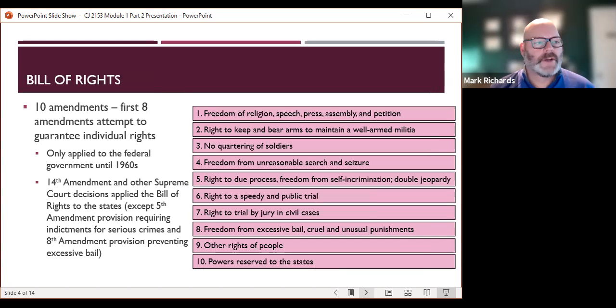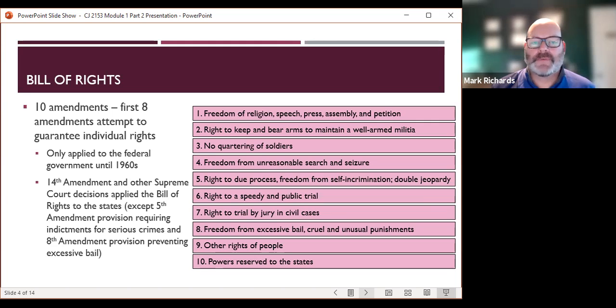The Bill of Rights, you may remember from your American history classes, consists of 10 amendments. The first 8 amendments attempt to guarantee individual rights. The Bill of Rights was only applied to the federal government until the 1960s, when due to civil rights laws, the federal laws began to be enforced at the state level. The 14th Amendment and other Supreme Court decisions applied the Bill of Rights to the states, except the 5th Amendment provision requiring indictments for serious crimes and the 8th Amendment provision preventing excessive bail.